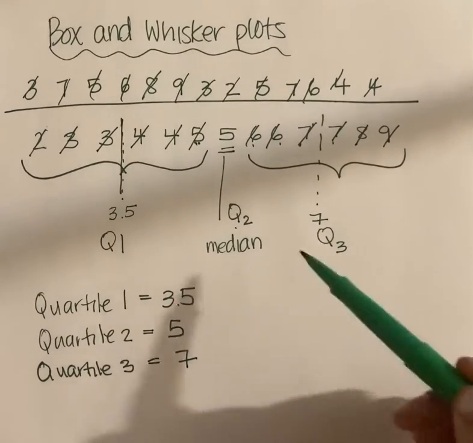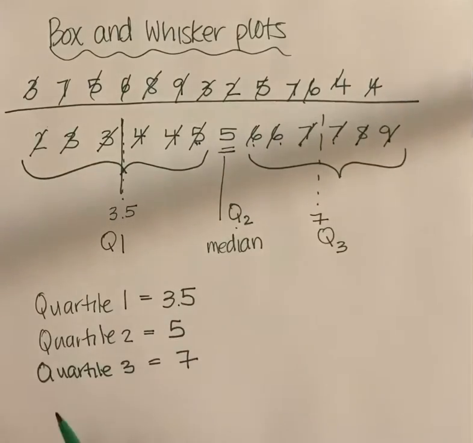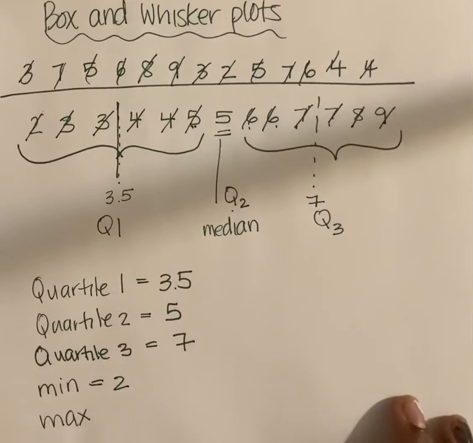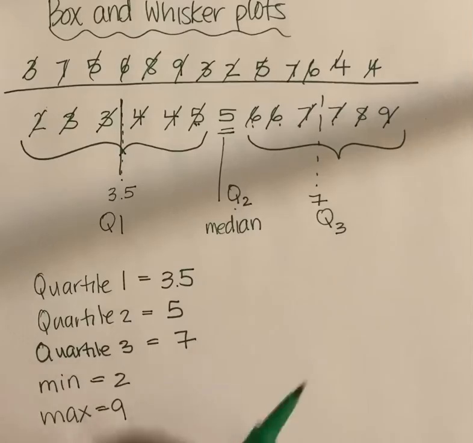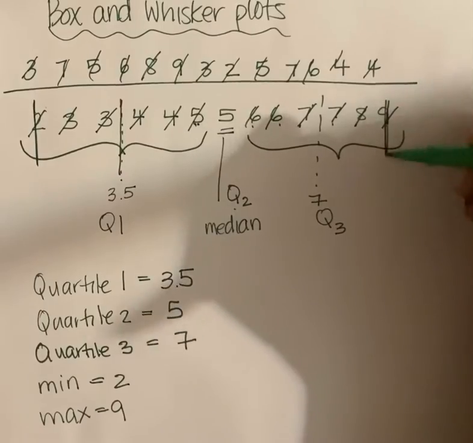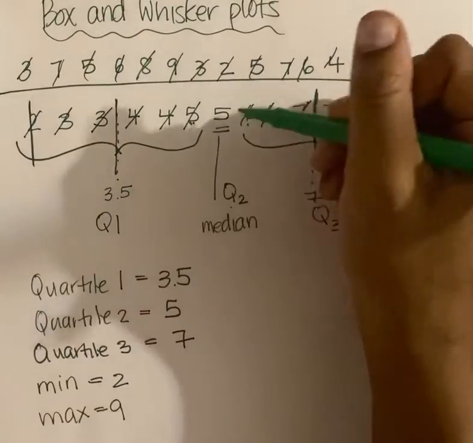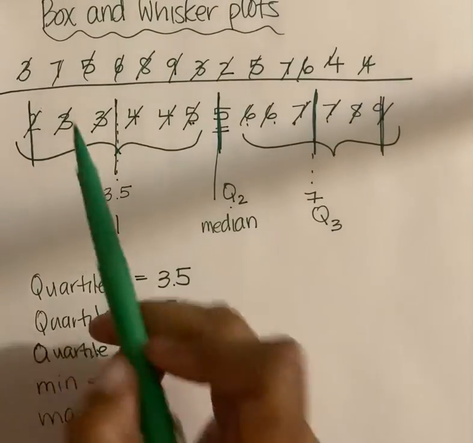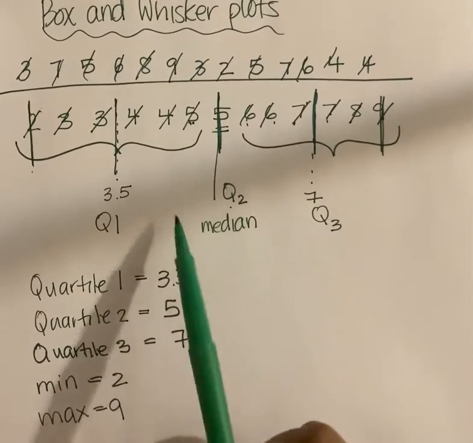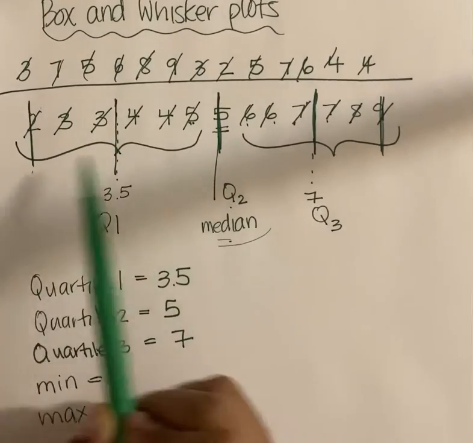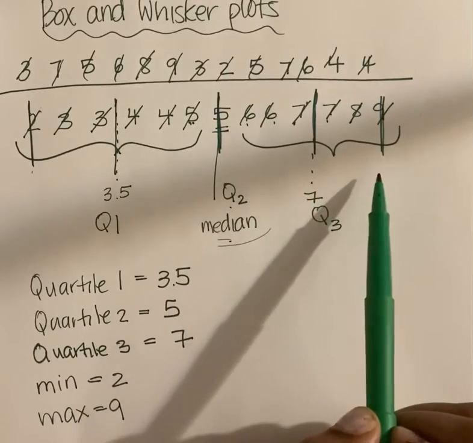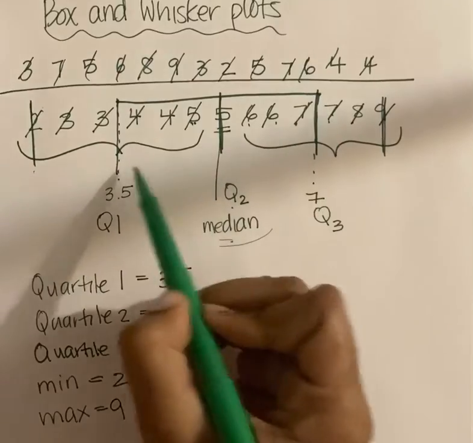These are the important parts of your box and whisker plot. My minimum, which is your smallest number, is going to be 2, and your maximum is going to be 9. Your maximum is your largest number, your minimum is your smallest number. I'm going to create a little mini box and whisker plot here. Your box and whisker plot has 5 lines: 1 line at your minimum, 1 line at your maximum, a line at your median, which is also your second quartile, a line at the median of your lower set of numbers, and a line at the median of your upper set of numbers. Your box and whisker plot will ultimately look like this.